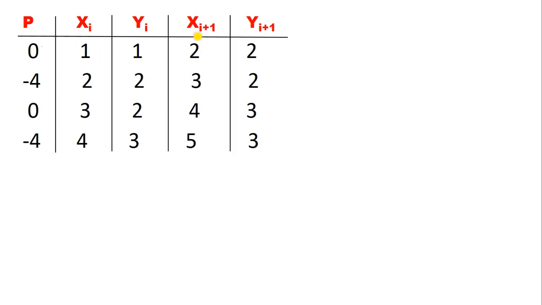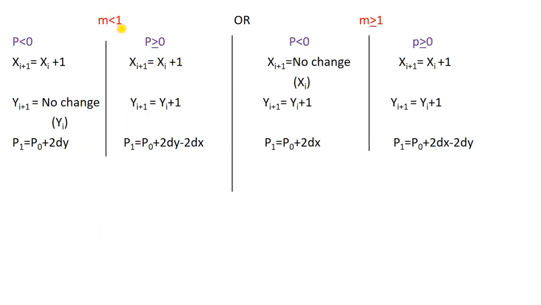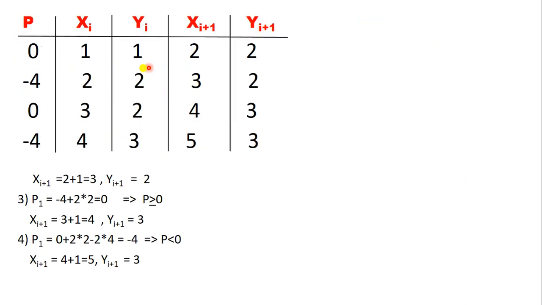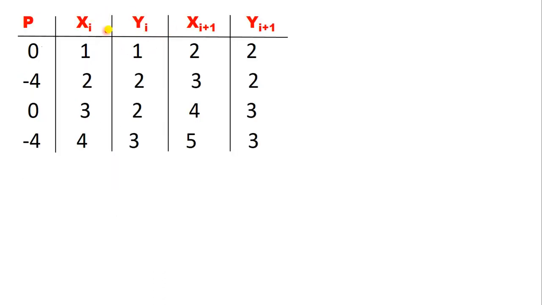Now you have to find out the next points. Just now I told that we got the slope less than 1, so we follow this section and ignore this section. We got the p value equal to 0, so we follow this section and ignore the other. We have the xi and yi values first, that is 1 comma 1. We can say xi, yi or x, y both, but while making columns you better write xi and yi. So we have written here 1 comma 1.